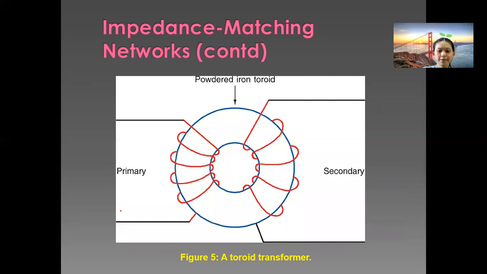Okay, so this is the circuit diagram of the toroid transformer. We have the primary coil, then connected to a powdered iron toroid and to the secondary coil.